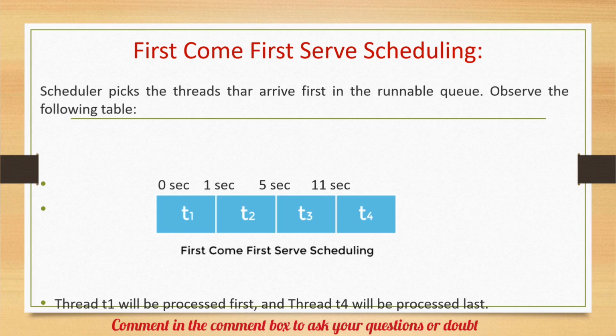Suppose we have a thread T1 arriving at the 0 second, the T2 thread arriving at the 1 second, and the T3 thread arriving at the 5th second after our process starts, and at last a fourth thread coming at the 11th second. So in this case thread 1 will be processed first and thread 4 will be processed later. Now the second is time slicing.